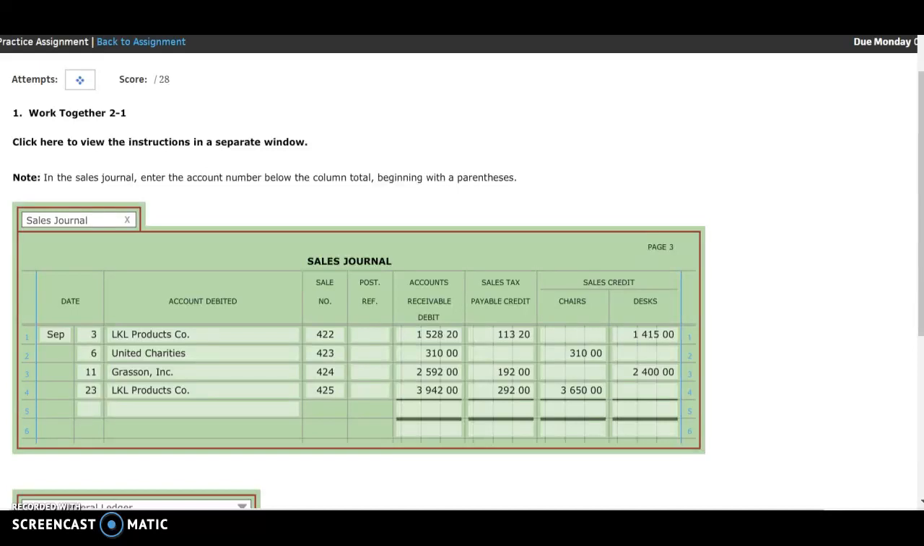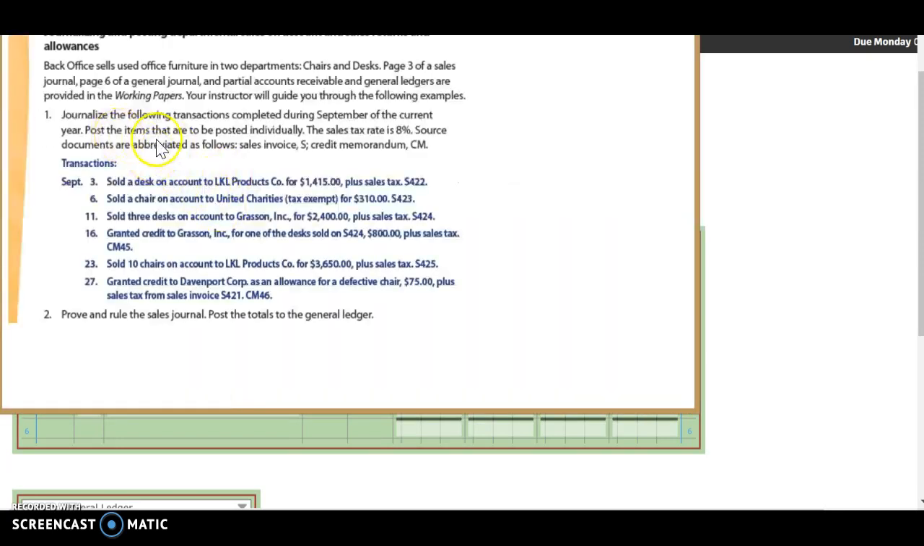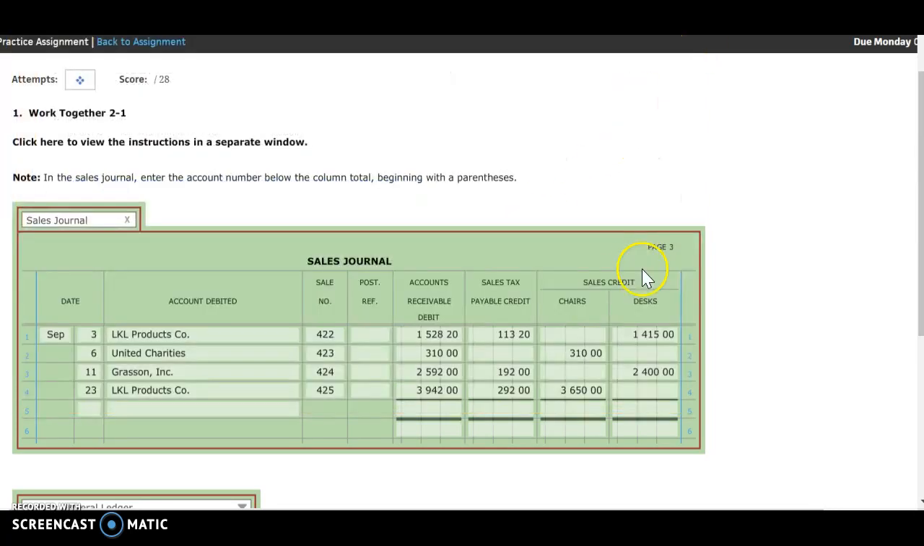Okay, so for the first part of 2-1, we finished that. We finished journalizing all of the transactions. Next, we need to post, and so this is still step number 1. In step number 1, it says we're going to post the items that are to be posted individually. So that's what we're going to start with. And then we'll move on to step number 2, where it says prove and rule the sales journal, and then post the totals to the general ledger.